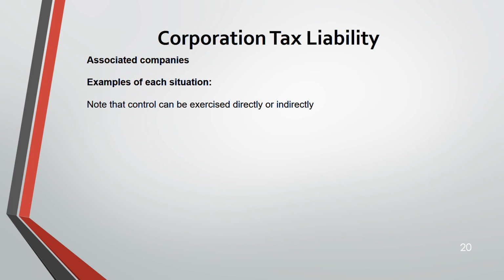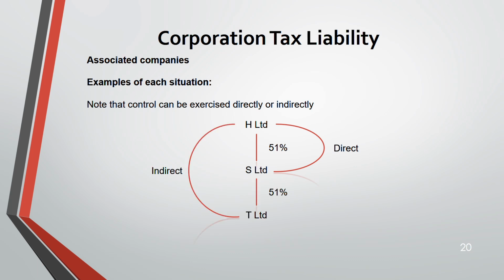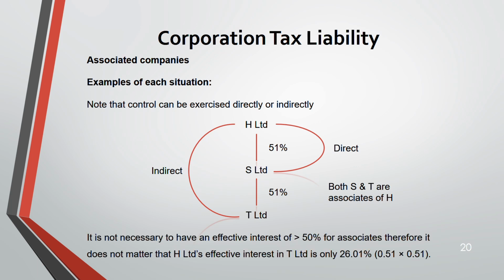Now, control can be exercised directly or indirectly. H can have direct 51% of S and have the control. This is direct. Or S can have 51% of T. That means H is having an indirect control over T. So both S and T are associates of H. It is not necessary to have an effective interest of greater than 50% for associates. Therefore, it does not matter that H's effective interest in T is only 26%. If you multiply 51 by 51, no, it's 51.